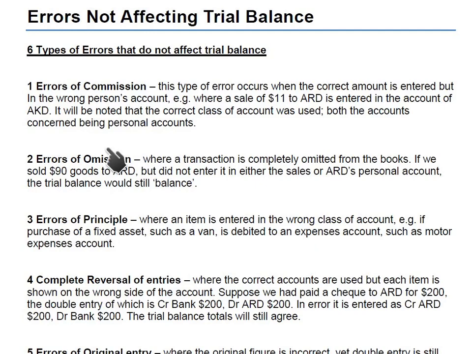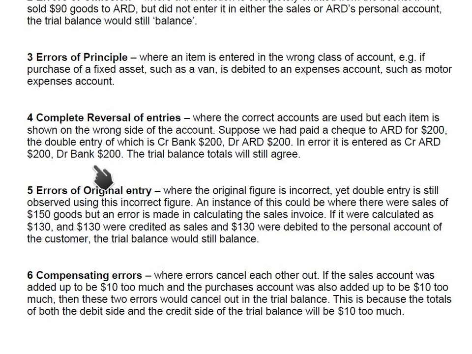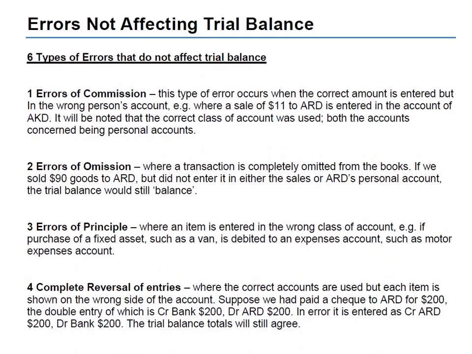COP means commission, omission and principle. There are 3 errors in COP, and then there is ROC. ROC stands for reversal, original entry and compensating error. So with the help of this mnemonic, you can remember these errors. Let's move on to discussing these errors one by one.